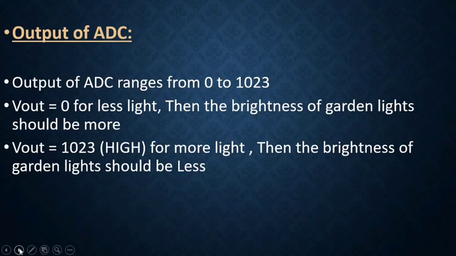The output of the ADC ranges from 0 to 1023. When Vout is equal to 0 for less light, then the brightness of the garden light should be more. When Vout is equal to 1023 for more light, then the brightness of the garden lights should be less.